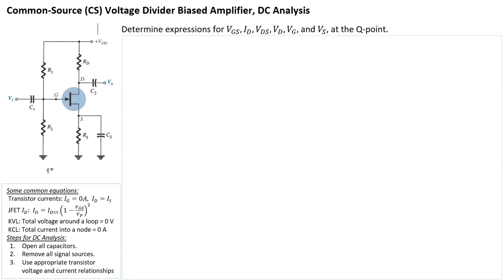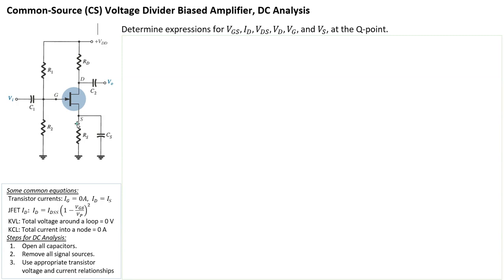Hi everyone. So in this video, we're going to do a DC analysis of this common source voltage divider biased amplifier. The active device here is an N-channel JFET, and we're going to figure out what the expressions are for VGS, that's the voltage drop across gate and source, ID, the drain current, VDS, the voltage drop between drain and source. And then you have the voltages VD, VG, and VS, the drain, gate, and source, all with respect to ground, and at Q point.